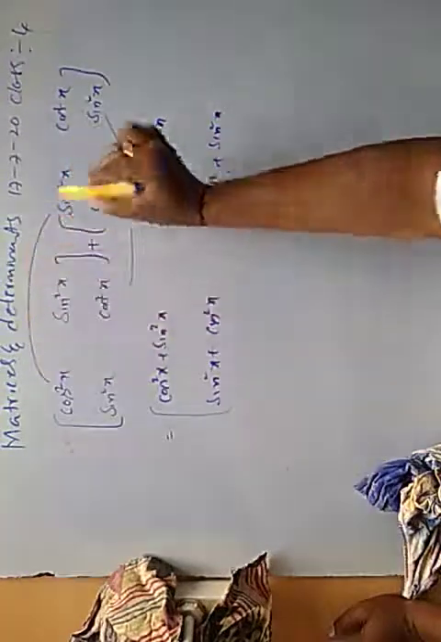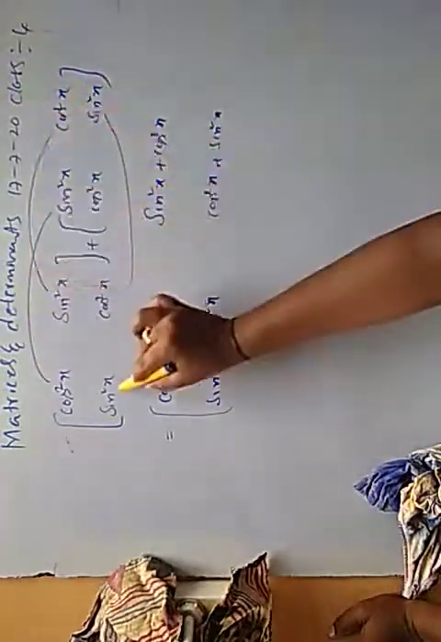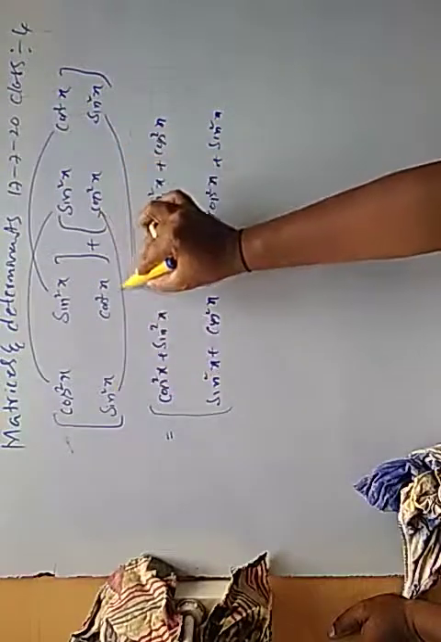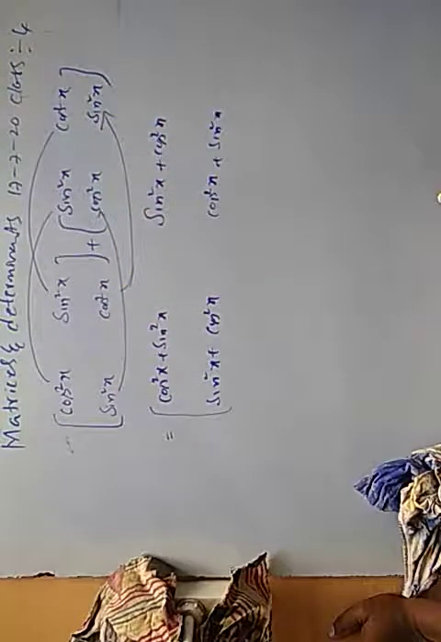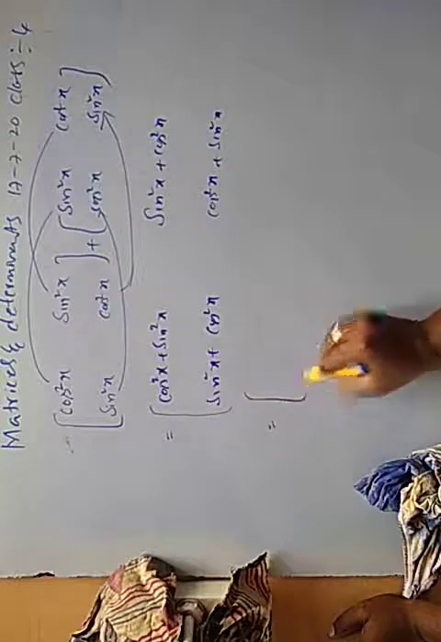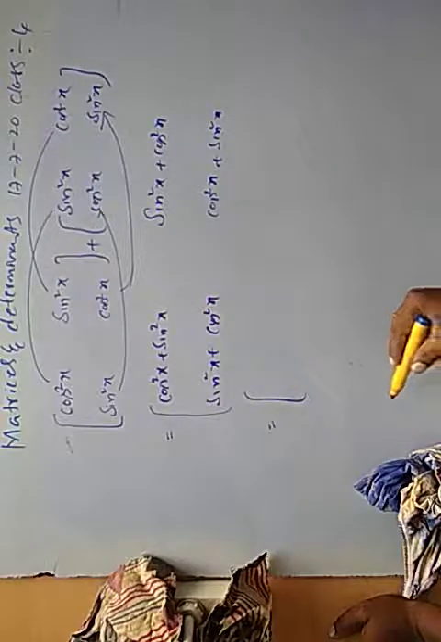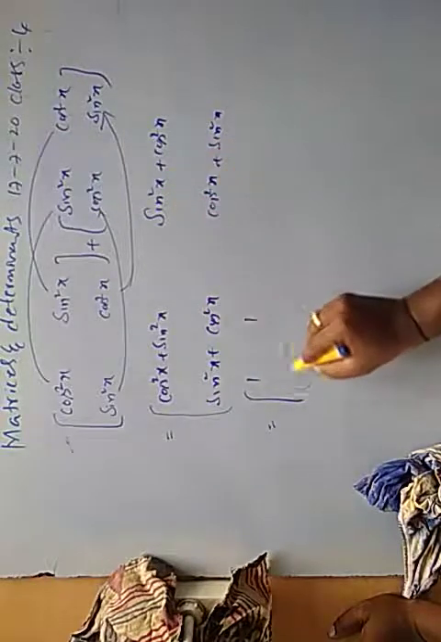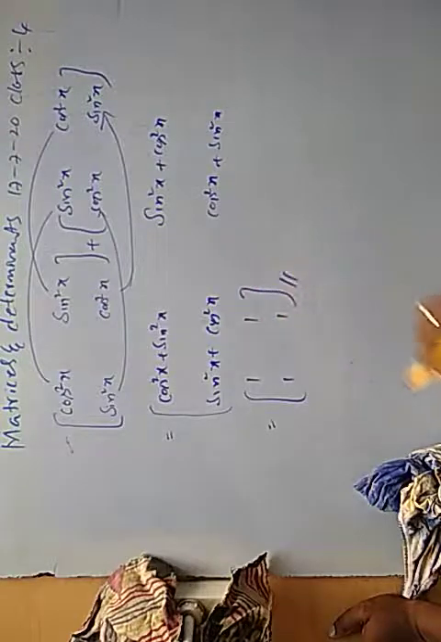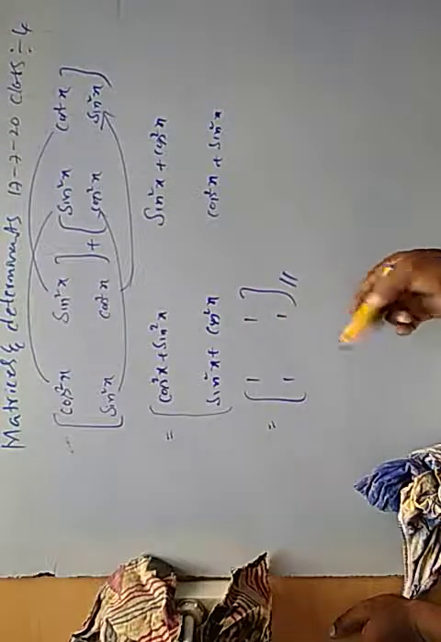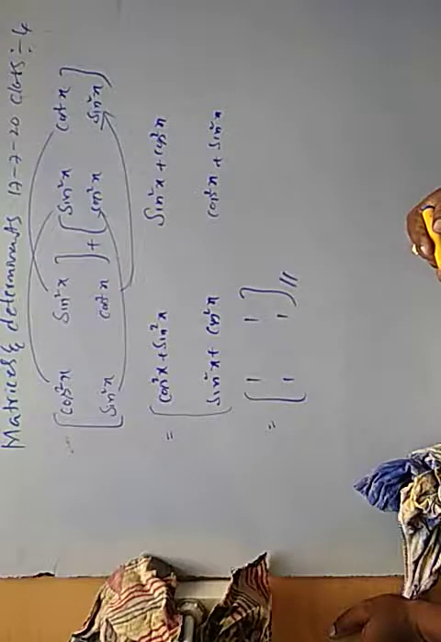This is addition with respect to this. Then in first PUC trigonometry, cos square x plus sin square x value is 1, 1, 1, 1. This is the answer. Is it a unit matrix? No. Is it an identity matrix? No. Just the answer: 1, 1, 1.